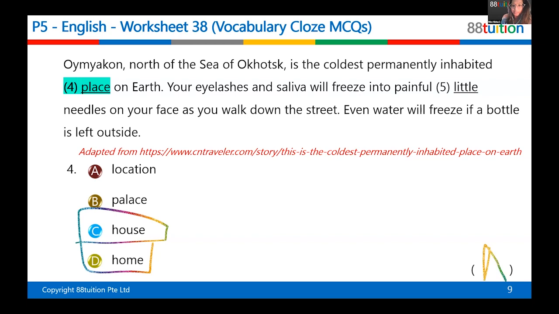Can you tell me why the answer can't be house or home, which some of my friends answered? Why is that wrong? You know what a house is, right, friends? Or a home? A house is a physical structure.